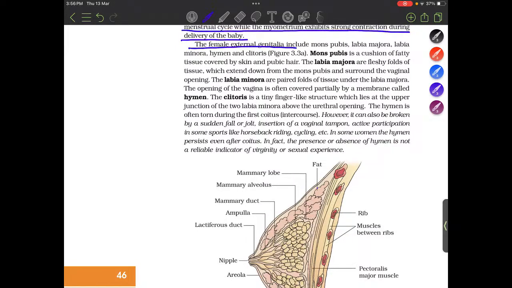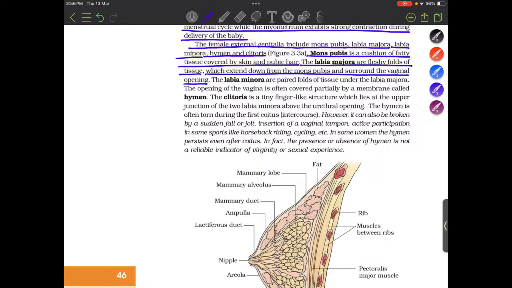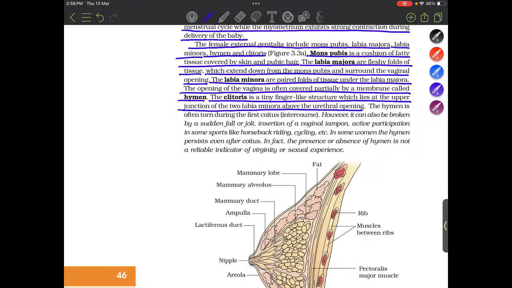The female external genitalia include the mons pubis, labia majora, labia minora, hymen, and clitoris. The mons pubis is a cushion of fatty tissue covered by skin and pubic hair. The labia majora are fleshy folds of tissue which extend down from the mons pubis and surround the vaginal opening. The labia minora are paired folds of tissue under the labia majora. The opening of the vagina is often covered partially by a membrane called the hymen. The clitoris is a tiny finger-like structure which lies at the upper junction of the two labia minora above the urethral opening.